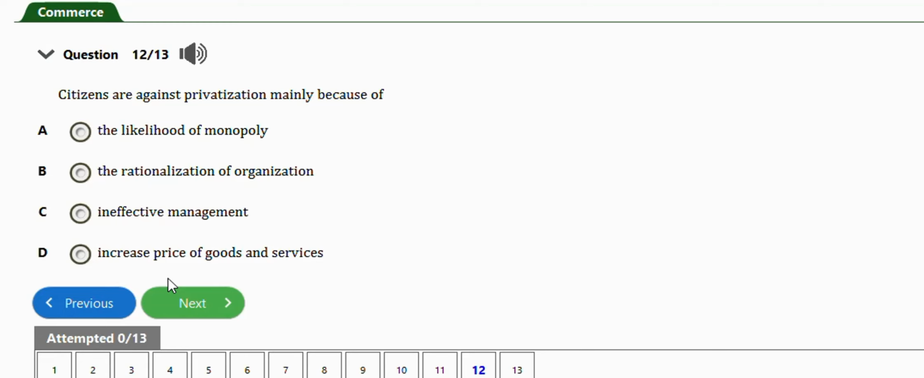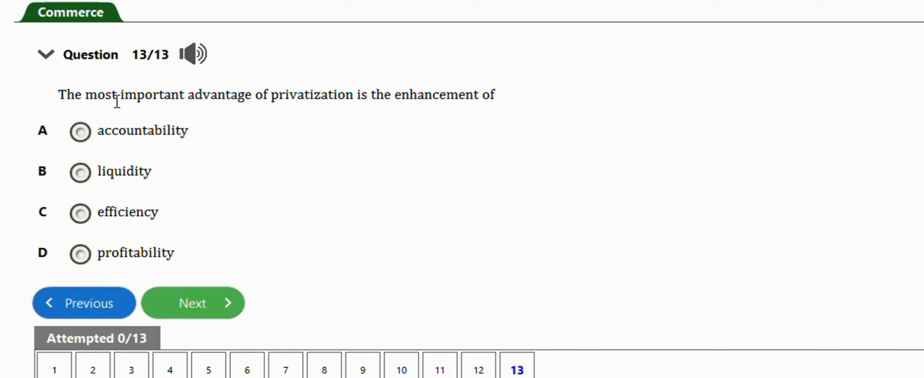Okay, the last question before we end this video. It says the most important advantage of privatization is the enhancement of: accountability, liquidity, efficiency, profitability. The right answer is option C, the enhancement of efficiency.